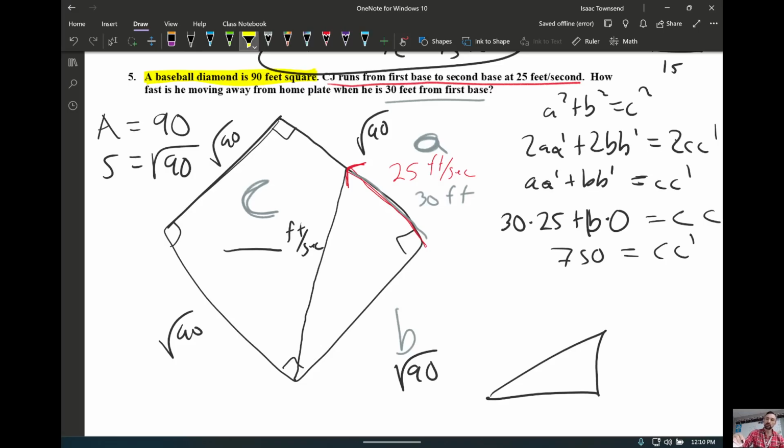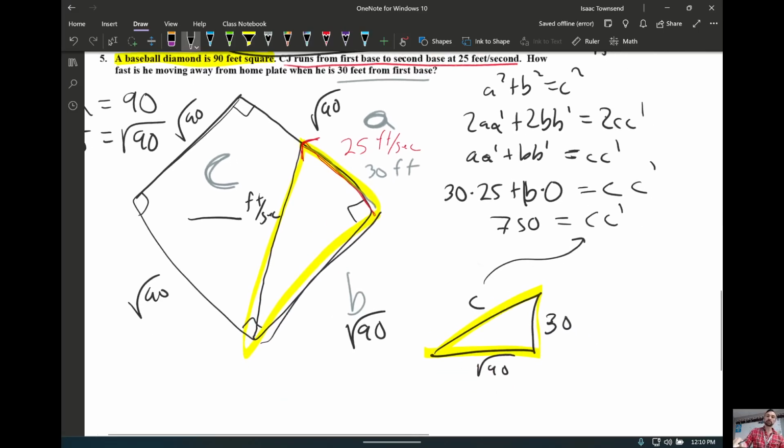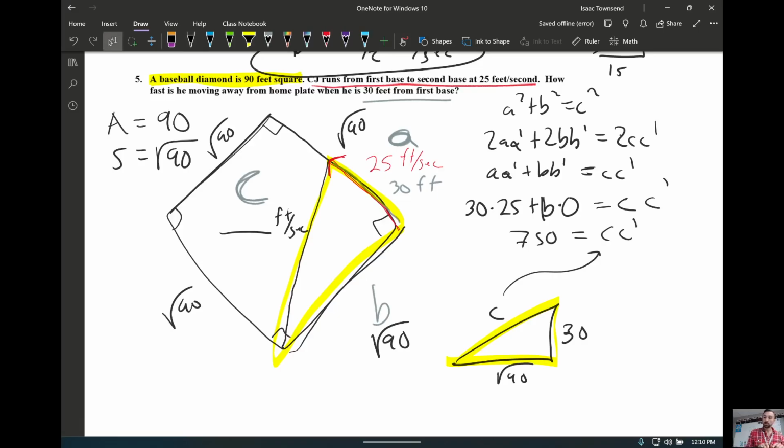So if I focus in on this right triangle, this length B is square root of 90. This length is 30. And so from the Pythagorean theorem, I can find out what C is, plug it into here, and then actually answer the question that they want. So A squared plus B squared, the square root of that, should be the square root of 990. So our answer comes from 750 divided by the square root of 990.